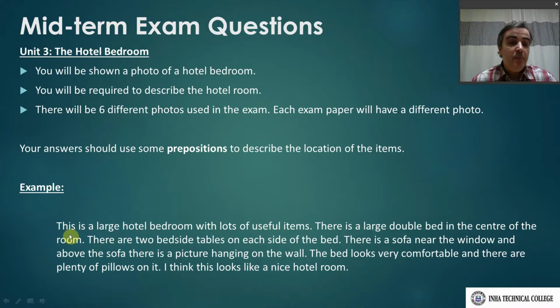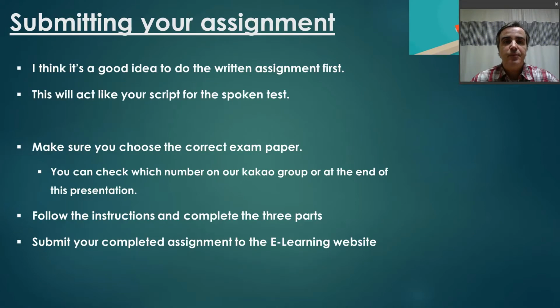So again, my example here, this is a large hotel bedroom with lots of useful items. There's a large double bed in the center of the room. There are two bedside tables on each side of the bed. There's a sofa near the window, and above the sofa there's a picture hanging on the wall. The bed looks very comfortable and there are plenty of pillows on it. I think this looks like a nice hotel room. So that's quite a good example of what I would expect you to write in your exam paper and then also to speak in your video presentation.